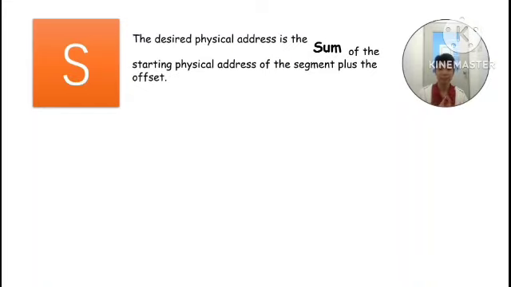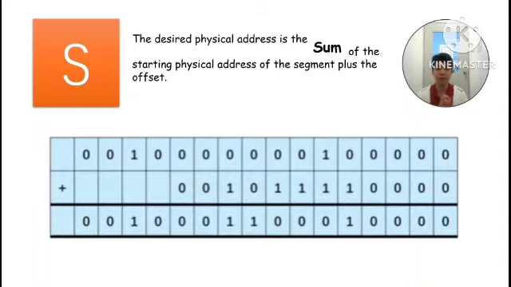S, Sum. The desired physical address is the sum of the starting physical address of the segment plus the offset. Here is the calculation, and we can get the desired physical address.